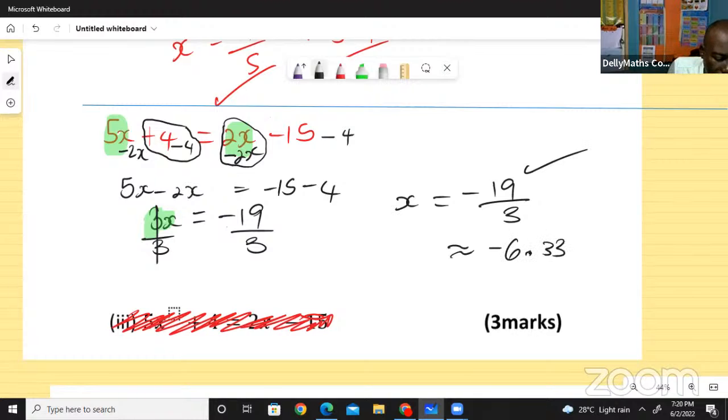Depending, it goes on, so you could stop it there. With that, we'll understand. Negative 6.33.